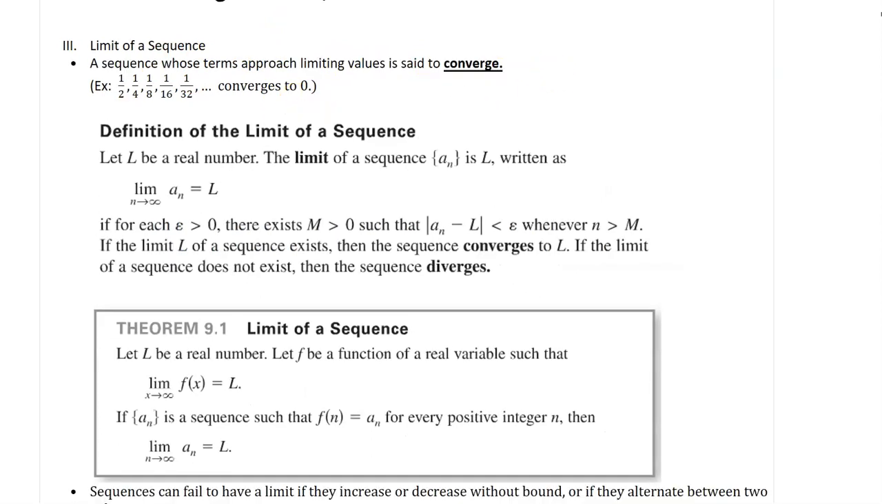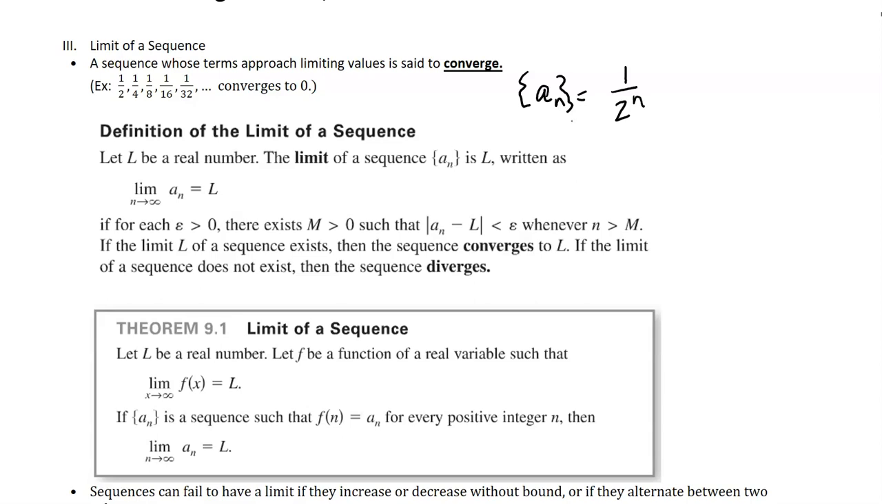Any sequence whose terms approach limiting values is said to converge. So this is an example of a sequence that converges. It's written as the terms 1/2, 1/4, 1/8, 1/16, and 1 over 32. And if you look closely at it, you can see that a sub n, the nth term here, is 1 over 2 to the nth power. It's increasing powers of 2. And as n approaches infinity, as n gets larger and larger, this whole fraction is getting smaller and smaller to the point where this particular sequence is going to converge to 0.